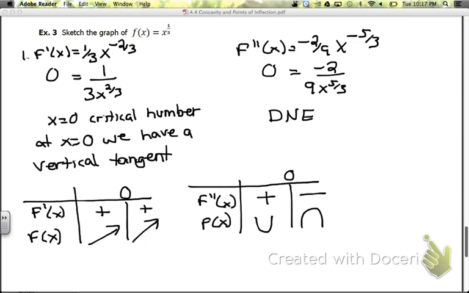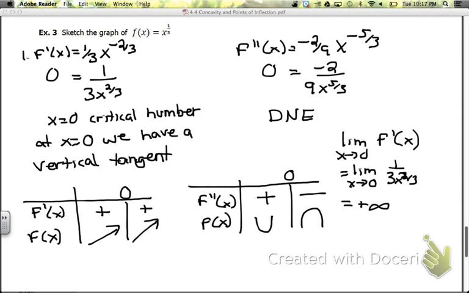If we look at the limit as x approaches 0 of our first derivative, that is the limit as x approaches 0 of 1 over 3x to the power of 2/3. This actually shows us that it is approaching positive infinity. So now we can go ahead and sketch this graph.